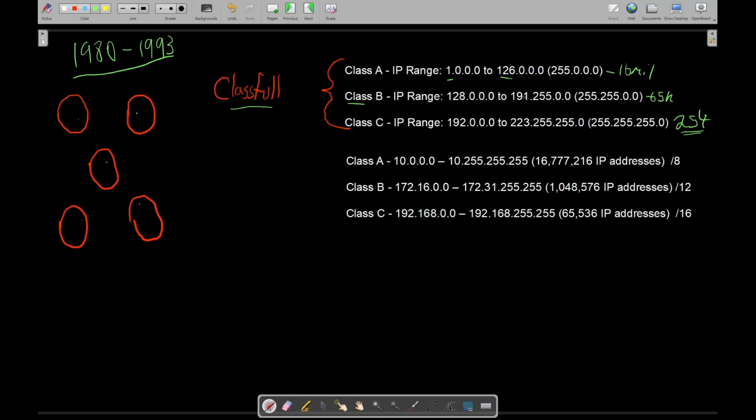Now, here, 128 to 191. So the class B range is in the range of 128 to 191 in the first octet, 0 to 255 in the second octet. And the last two octets, again, 256 times 256 equals 65,000. Class C is in the range of 192 to 223 in the first octet, 0 to 255 in the second, and 0 to 255 in the third octet.